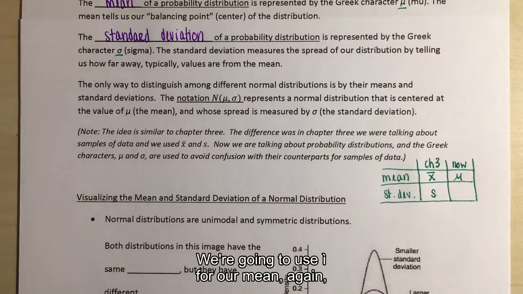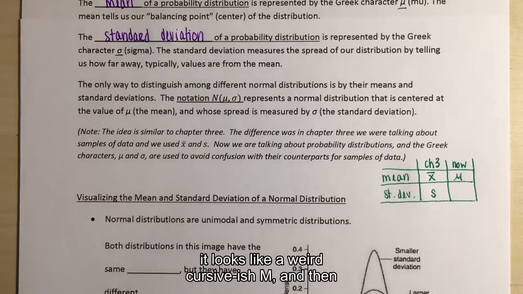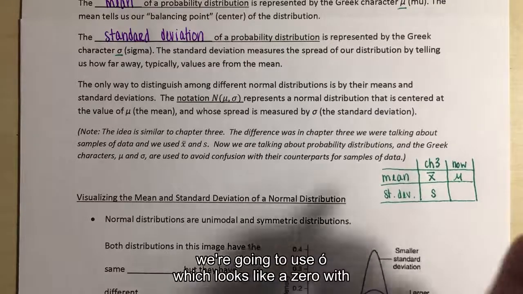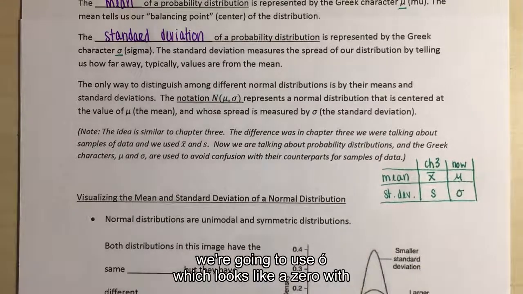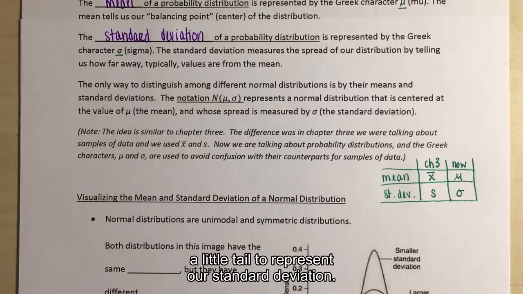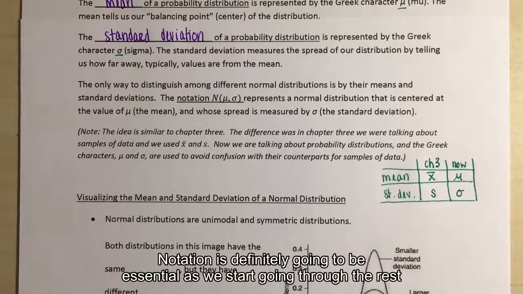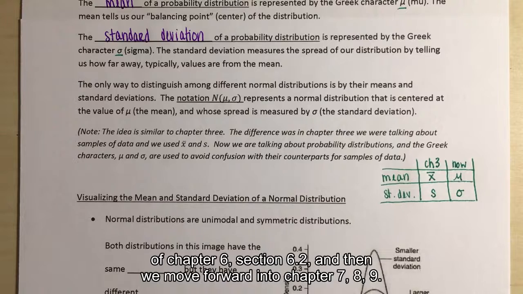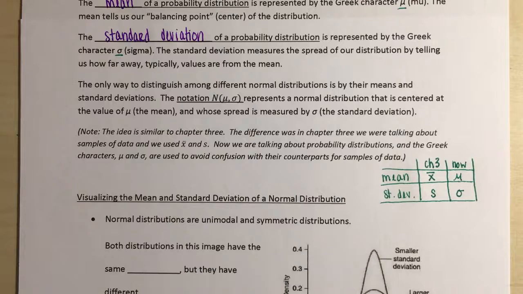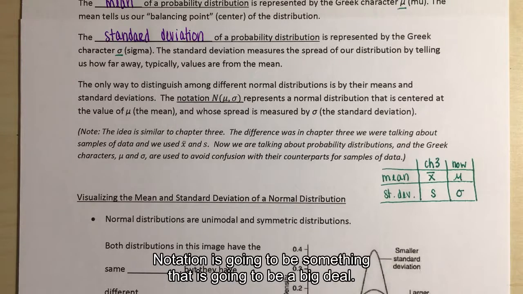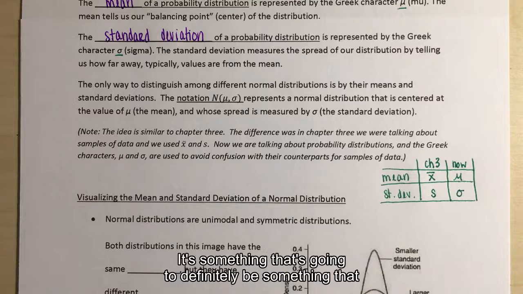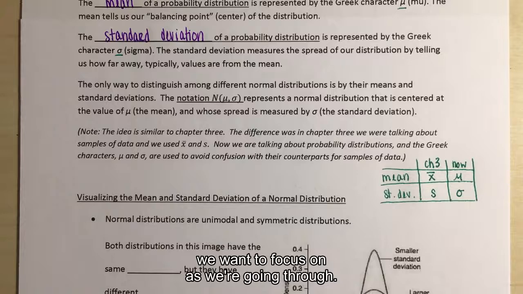We're going to use mu for our mean. Again, it looks like kind of like a weird cursive-ish M. And then we're going to use sigma, which kind of looks like a zero with a little tail, to represent our standard deviation. So notation is definitely going to be essential as we start going through the rest of chapter 6, section 6.2, and then we move forward into chapters 7, 8, and 9. Notation is going to be a big deal. It's something that we definitely want to focus on as we're going through.